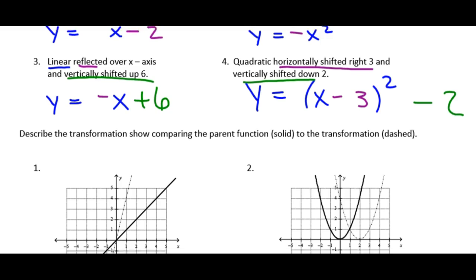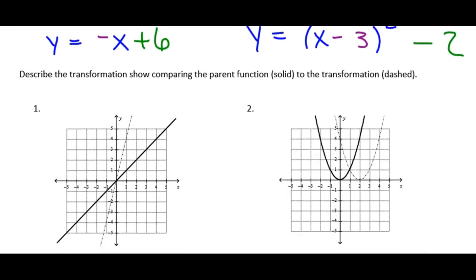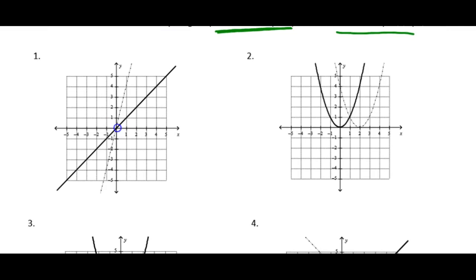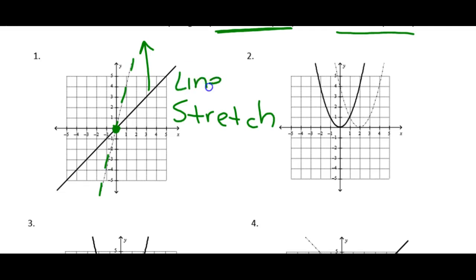All right, and the last thing we're going to look at is comparing the graphs and just determining what type of transformation it is. Our parent function will be solid, and our transformation will be the dash. So looking at number 1, I can see that they are both still going through the origin. So there has been no shift vertically. So it's not going to be a translation, but it is getting more vertical, the line itself. This dash line is getting more vertical, so it's being pulled up. That is called a stretch. It's a dilation, but it is the stretch. And it's linear. We'll do that just for practice.